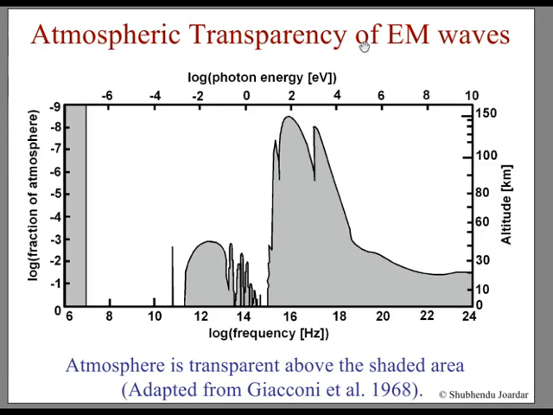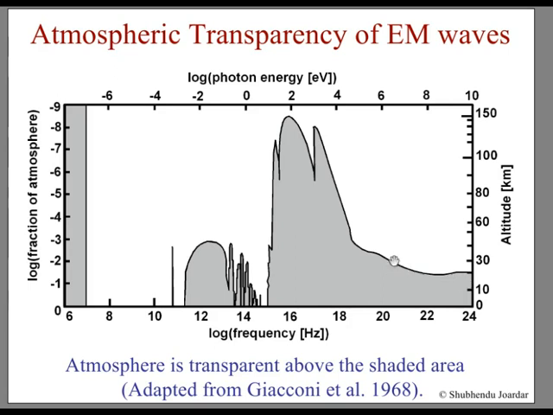So this is the atmospheric transparency of electromagnetic waves. This was a measurement taken way back, Giacconi et al., 1968. So this axis is about frequency in hertz, and the y-axis is about altitude. This is the ground. 0 is the ground, or the sea level, you can say. And as you move up, what happens? Now this dark grayed portion is where the electromagnetic waves get absorbed.